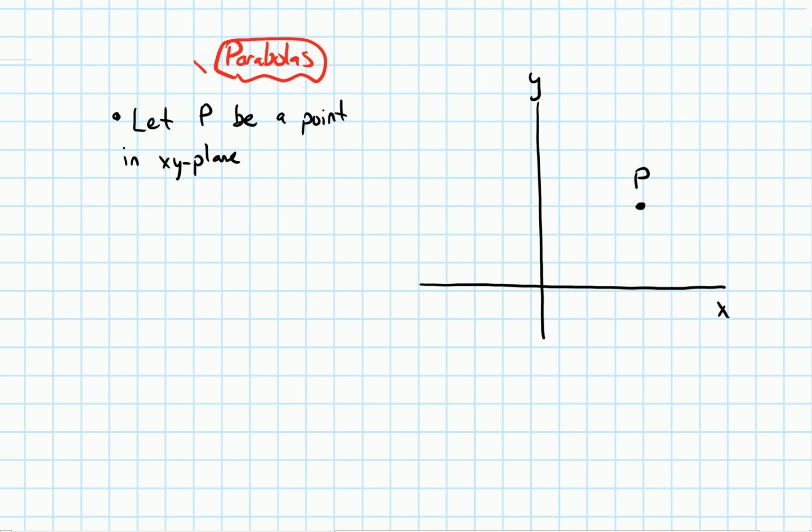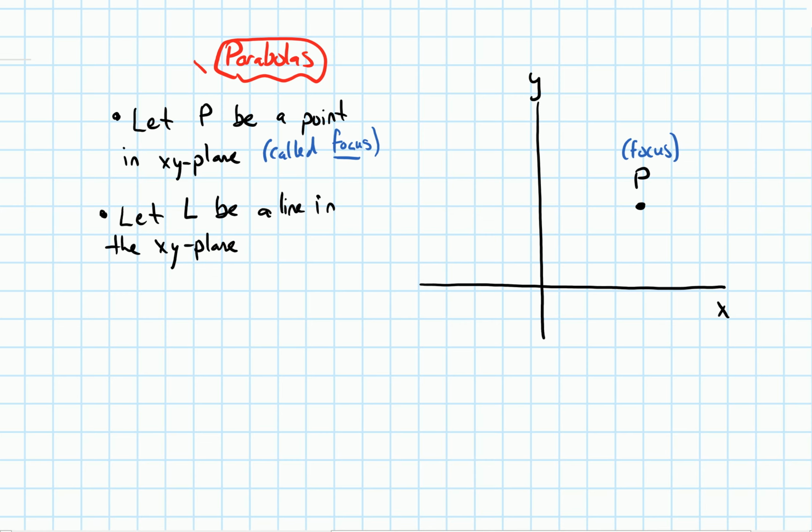Let's say I put it here. This point, I'm going to call it the focus. Okay, so P is called the focus. And now I'm going to draw a line in the xy plane. I'm going to let L be a line in the xy plane. And this line is going to be called the directrix. So I'm going to draw a line, and just for simplicity's sake, I'm going to make my line horizontal, parallel to the x-axis.